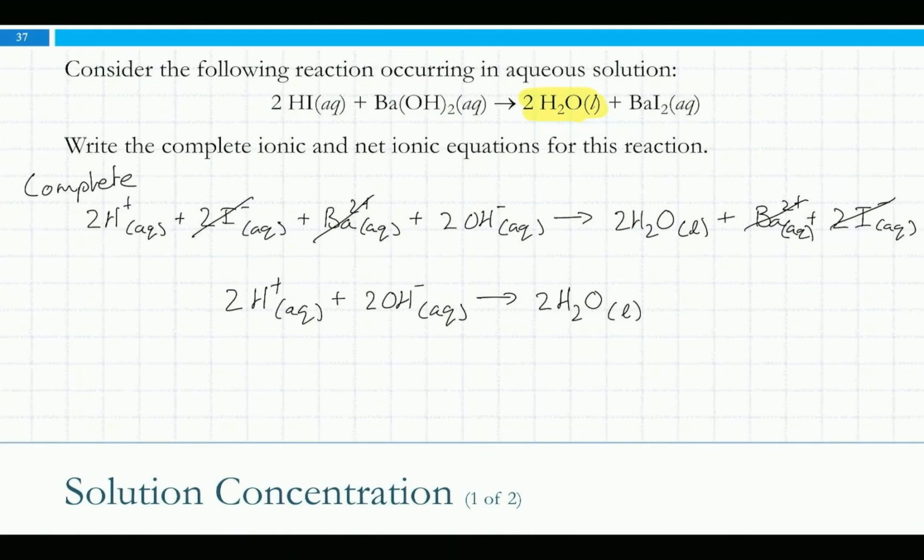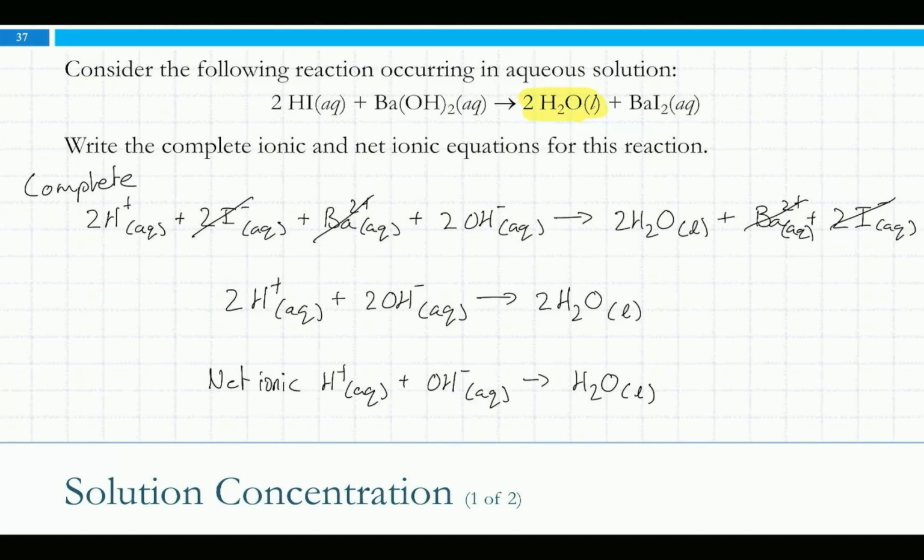Okay, so there's one more thing I need to do here for my net ionic though, and that's to get rid of the coefficients. They're all 2, so I can simplify this to not have those. And actually, maybe I should have waited. So that would be the net ionic.